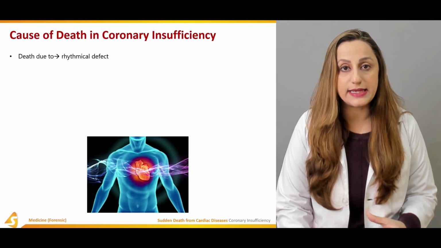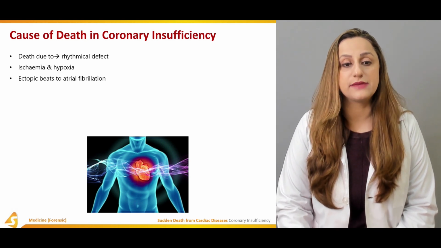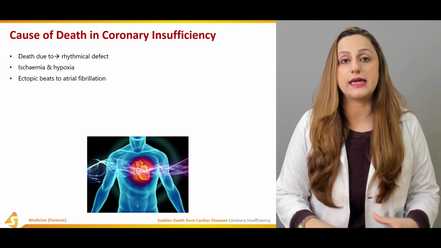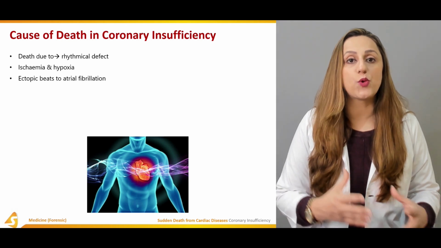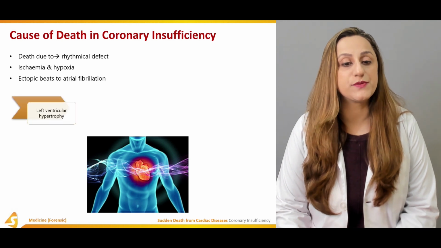It is going to be highlighted at this level. The ischemia and the hypoxia is basically noted at this level, and the ectopic beats to the atrial fibrillation. If they are found at this level, if there is tachycardia or bradycardia noted at this level, it is going to basically indicate towards the atrial fibrillation.